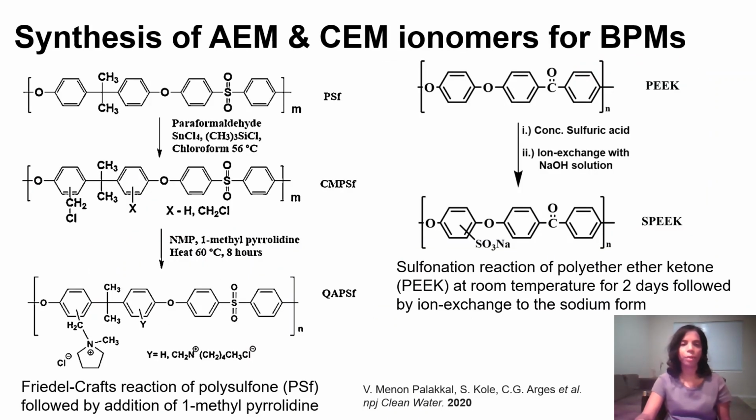The anion exchange membrane and cation exchange membrane reaction schemes used in my work are listed below. The AEM is made by QAPSF or quaternary ammonium polysulfone, obtained by the Friedel-Crafts reaction of polysulfone, followed by addition of 1-methylpyrrolidone to obtain QAPSF. For preparing the cation exchange membrane, I have used PEEK and reacted it with sulfuric acid, and it's ion exchanged with sodium hydroxide solution to obtain sulfonated polyether ether ketone.